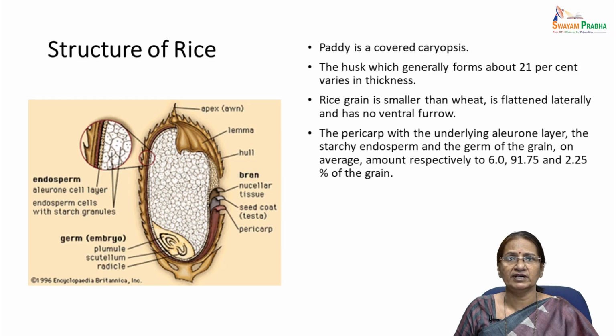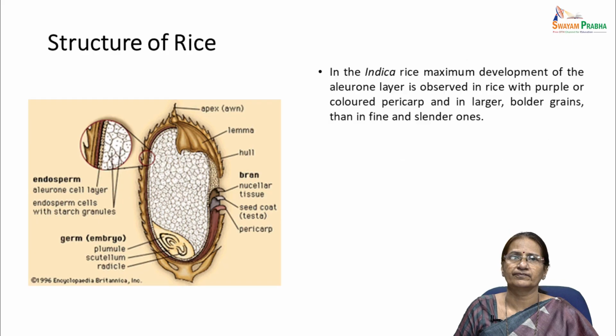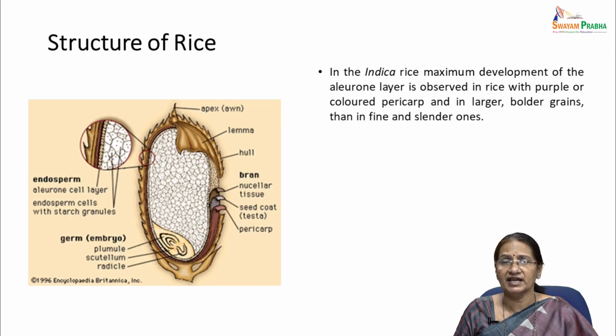The pericarp with the underlying aleurone layer, the starchy endosperm and the germ of the grain on average amount respectively to 6.0, 91.75 and 2.25% of the grain. The aleurone layer is generally thicker in the Japonica variety of rice than in the indica rice. In the indica rice, maximum development of aleurone layer is observed in rice with purple or colored pericarp and in larger, bolder grains than in fine and slender ones.